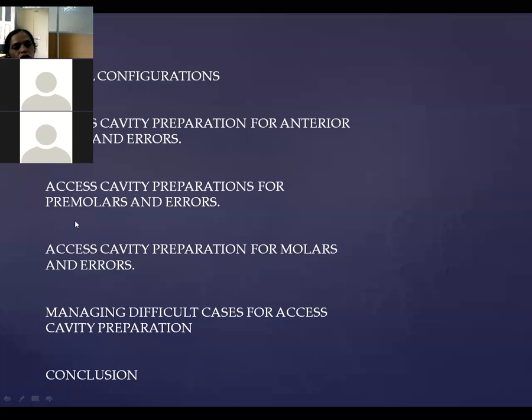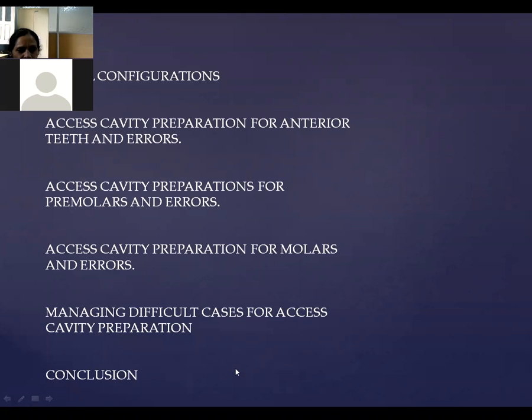Then cavity preparation for premolars and the errors that the operator makes. Then access cavity preparation for molars and the mistakes. Then the difficulties in difficult canal preparation, like a C-shaped or calcified canal, or because of older age the pulp chamber size is decreased. These are the difficulties that we are going to discuss in this part.